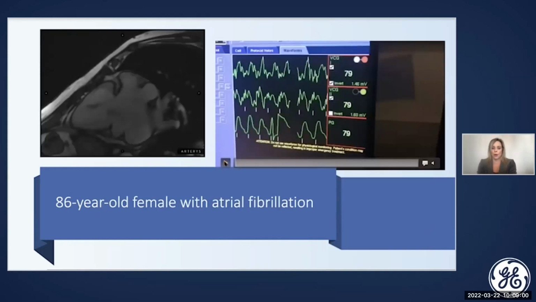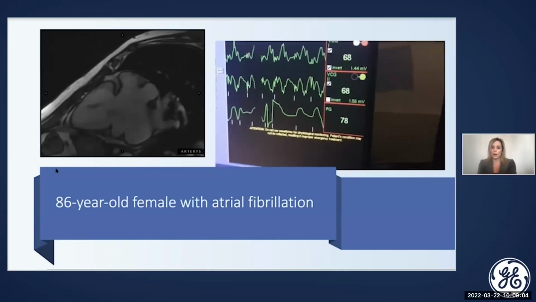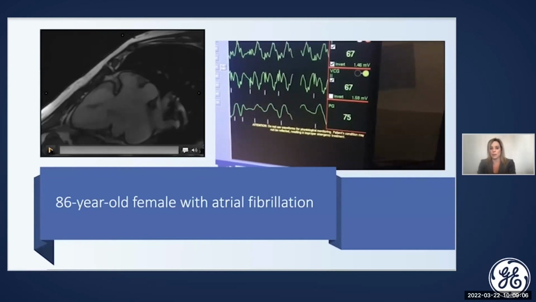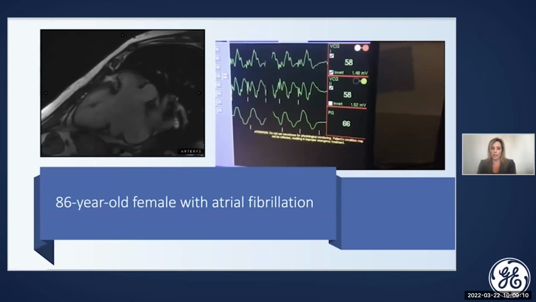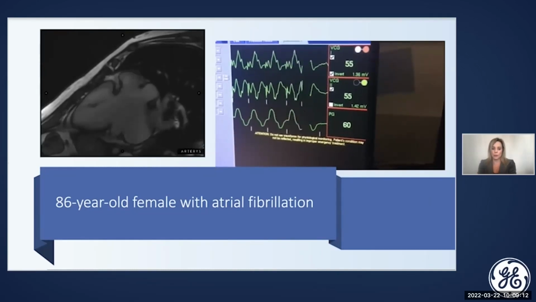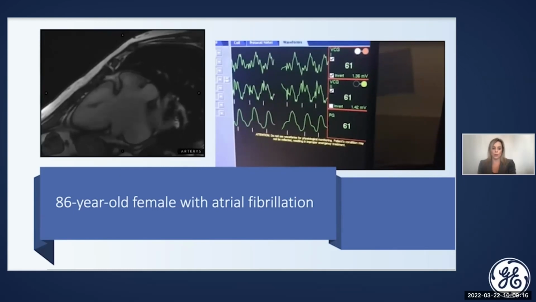This is an example of the EKG tracing for this patient. You can see that she has a lot of beat-to-beat variability as we expect in atrial fibrillation. But with arrhythmia rejection, we still have nice image quality. We can evaluate the tricuspid regurgitation and do nice quality function calculation.